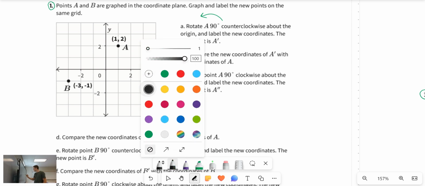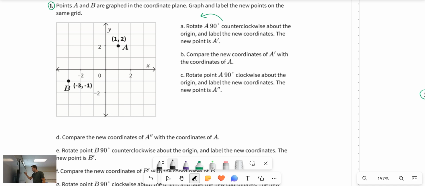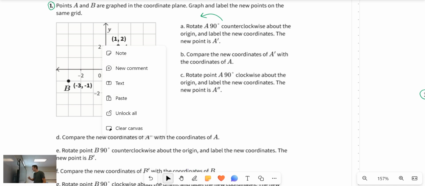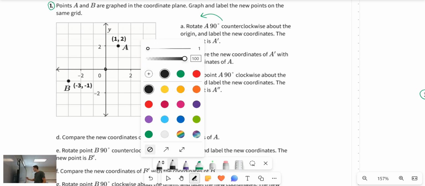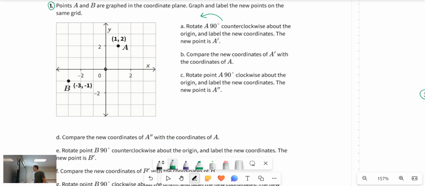If we need to go counterclockwise around the origin, let's put the origin highlighted in black. We all remember we're rotating around this point here. Once we have that down, we're going to put our new point A prime, rotated about that origin 90 degrees counterclockwise, so we're going to go this way. Instead of being 1 to the right and 2 up, we should be 1 up and 2 to the left, because this point will end up right about here.